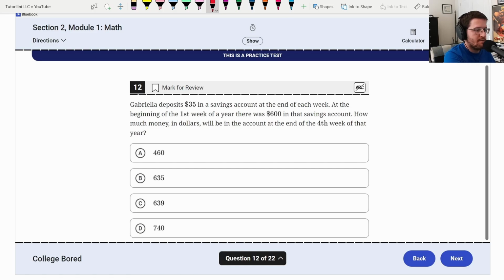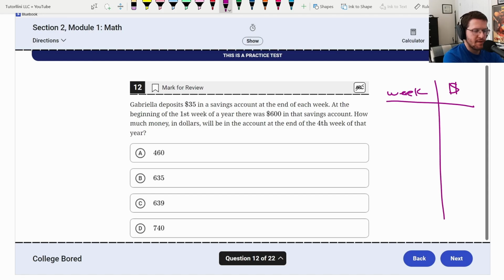Okay, question 12. We could find the equation of the line for this. This is linear growth. She's depositing a constant amount each week, so it's a constant rate of change. So it's linear. But I don't know, it's probably easier if we just make a little table and just do it one at a time.